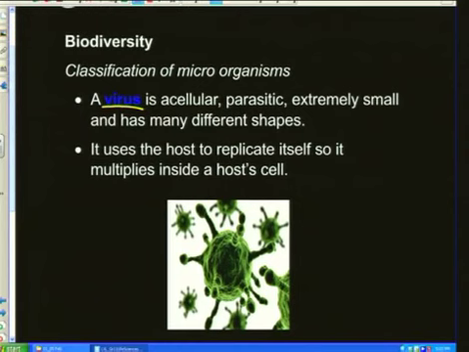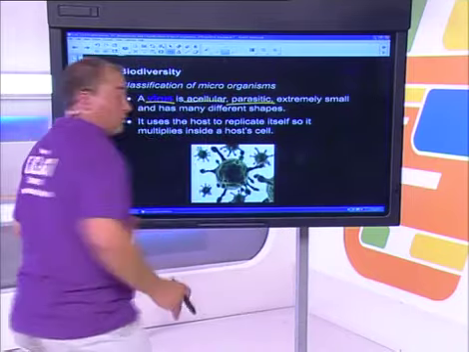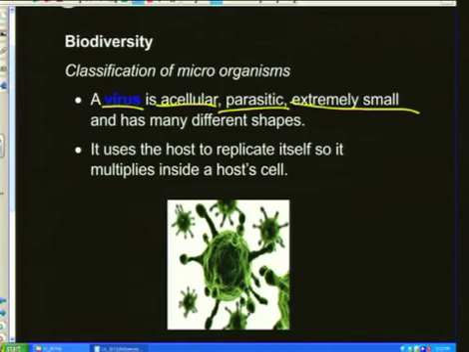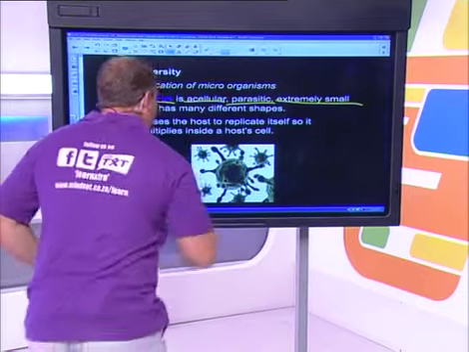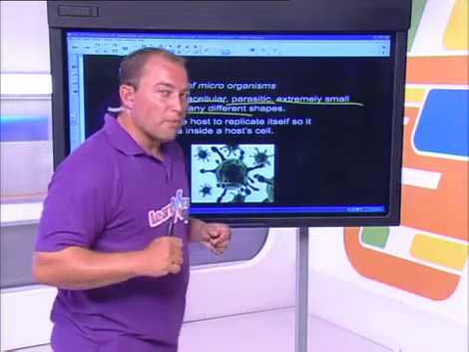If I have a general look at them, they are parasitic, which means they suck everything dry. They kill things. And don't forget, they are unicellular, there's only one cell. They're extremely, extremely small because they have to be inside us. Tiny. They're very small and they have many different shapes. Now, I've got a photo of the one they're most probably going to make you draw.